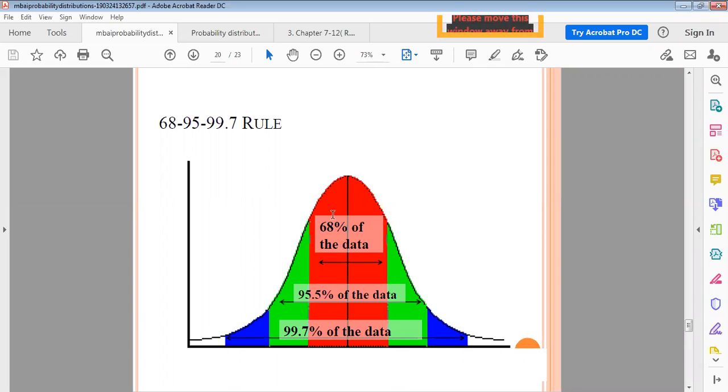In this red area, actually 68% of the total area, and this total area is 95.5% of the data, and this total area is 99.7%. That means total 100%. For some error here, this is the left error and this is the right error. This is why a point something is missing.